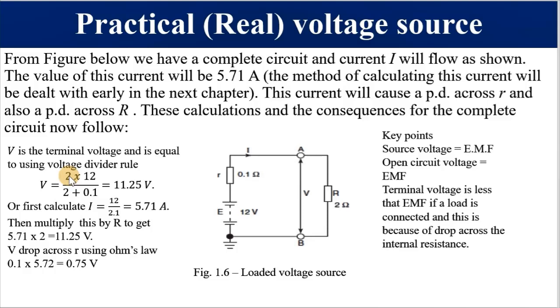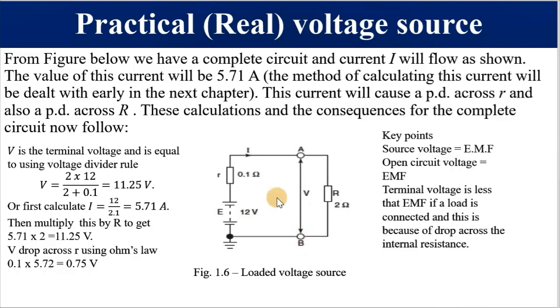Don't worry, we are going to have a look at it. 2, which is the resistance of R, multiplied by the voltage source, which is 12, divided by the sum of the effective resistance, which is 2 plus 0.1. If you divide this, you must get 11.25. This is the easiest and quickest way of finding the terminal voltage, which is across A and B.